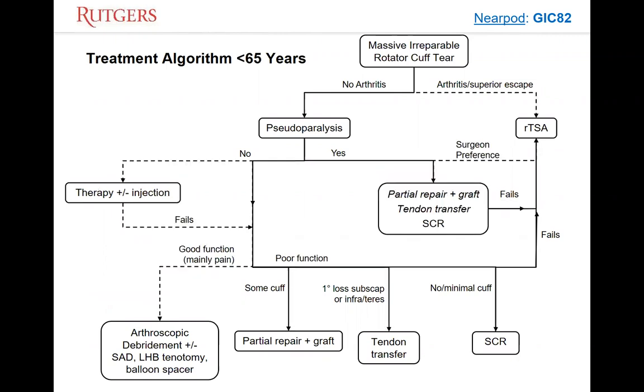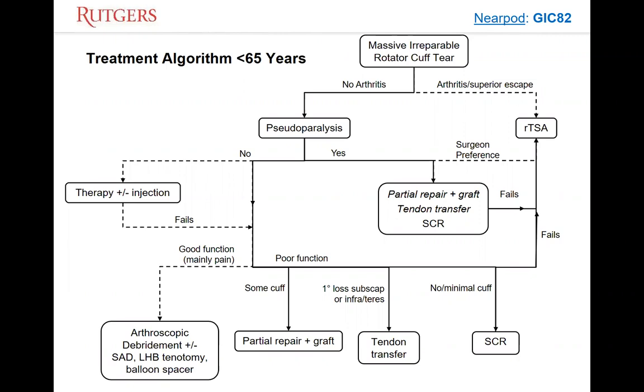This changes a little bit for patients under 65, especially those who are very high demand. If there is substantial arthritis or anterior superior escape, attempts may be made to delay reverse total shoulder, although this ultimately may be the only option for them. If there's no arthritis and they have true pseudoparalysis, a soft tissue procedure should be performed, either a partial repair with a graft augmentation or a superior capsular reconstruction, which might have a better chance of success with pseudoparalysis. And then some surgeons even now will skip these and go straight to the reverse.